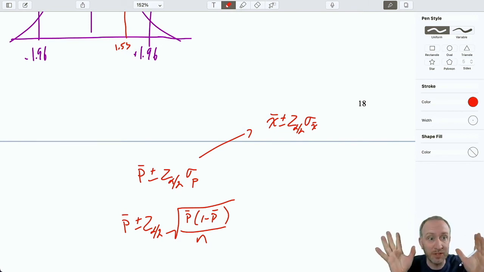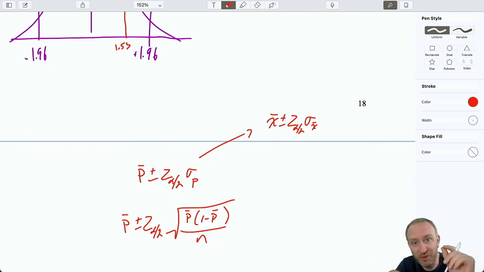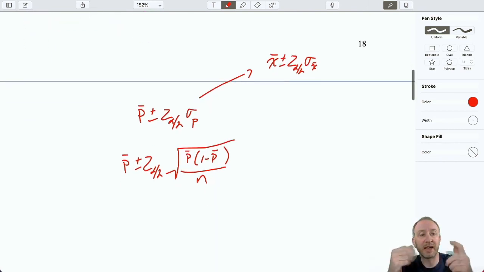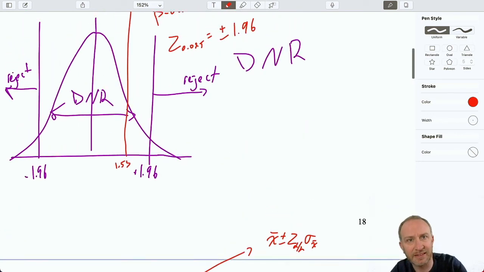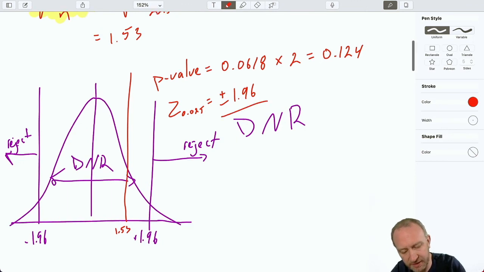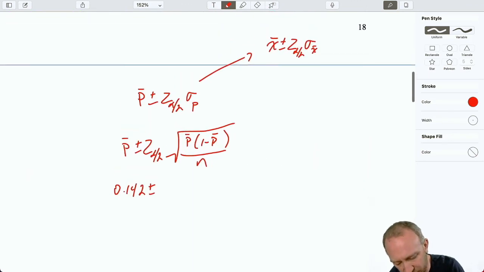And so that is, again, one of these small little details. So much of what we do is similar. But here's that one little detail: when you're calculating that standard error for an interval estimate on a proportion, we're using our sample proportion. Otherwise, it's going to be very much the same. So that was 0.142. That critical value is the same as what we had up here, so that's going to be 1.96.